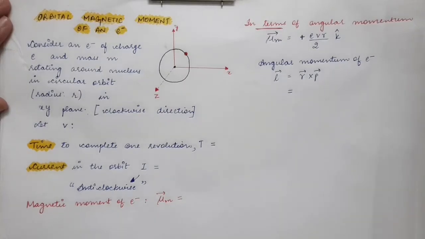In this next lecture, we are going to find out the expression of orbital magnetic moment for the case of an electron which is revolving around a nucleus in an atom. In the previous lecture, we discussed that an atom has a magnetic moment, and that magnetic moment is due to the orbital motion of the electron around the nucleus as well as due to the spin motion of the electron. But in this lecture, we are just going to find out the expression of magnetic moment due to the orbital motion of the electron.